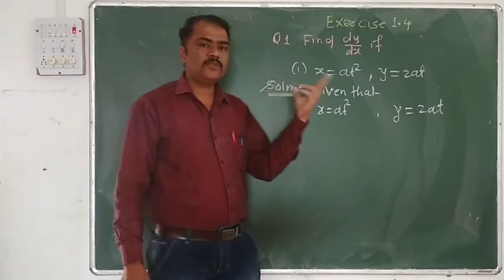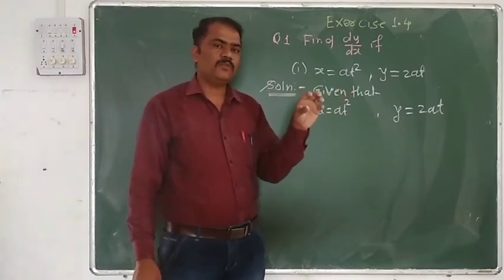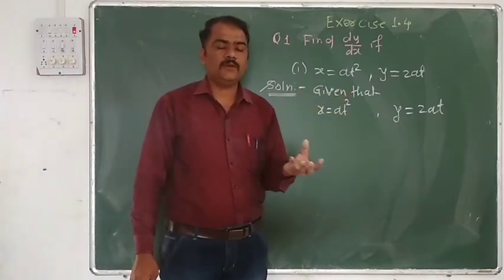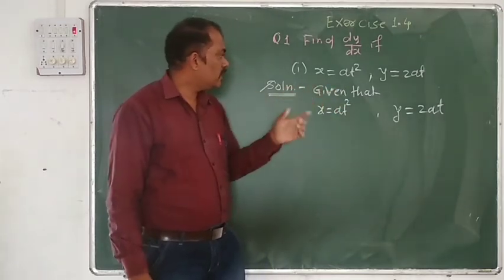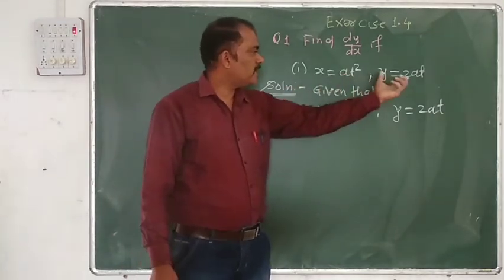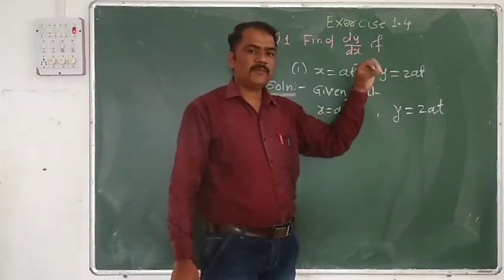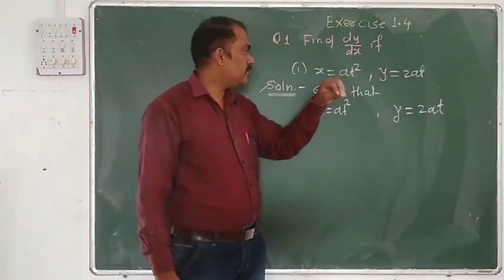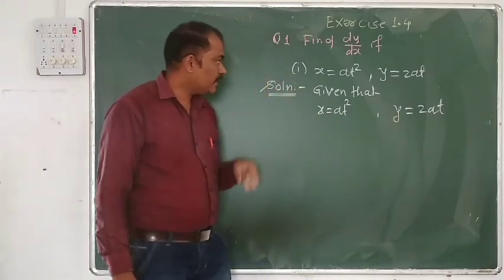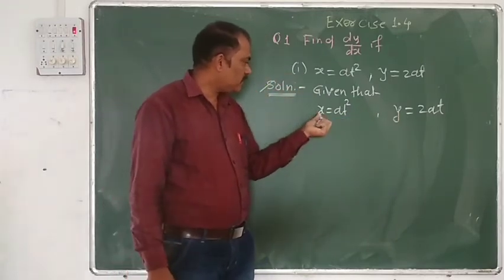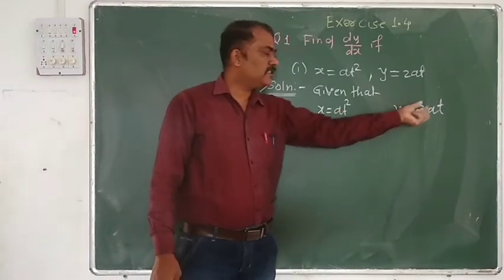If two equations are given, then we have to identify that these are examples on the derivatives of parametric functions. Here x is equal to a t square, y is equal to 2 a t. These are examples on the derivatives of a parametric function. Here t is a parameter. We have to write the given equations. First, we say that x is a function of t, y is a function of t.